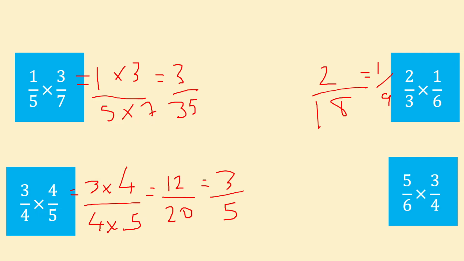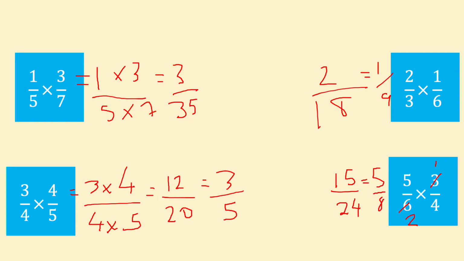The last one guys, 5/6 times 3/4. Well, 5 times 3 is 15, 6 times 4 is 24. Okay, and that can't be simplified, oh no, it can, sorry, I apologise. Dividing top and bottom by 3, I'm going to get 5/8. Because if you imagine it here, I can cancel, so that would become 1, that would become 2. 2 times 4 is 8, and then 5 times 1 is 5.